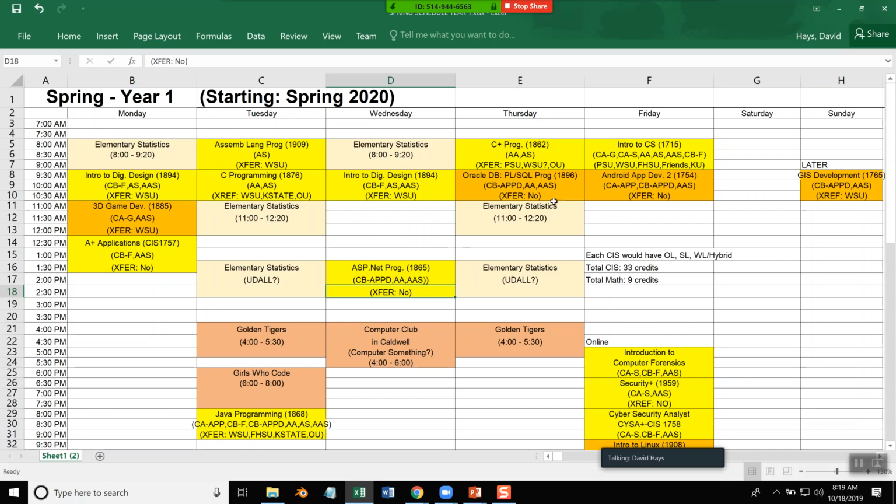Some things are meant for certificates here at Cali. Some things are meant for associates and so forth. Some transfer. So I went out and researched all the different colleges, what transferred and so forth to where, and what's the need for certificates. And they thought we should offer introduction to digital design, so I added that in yesterday.